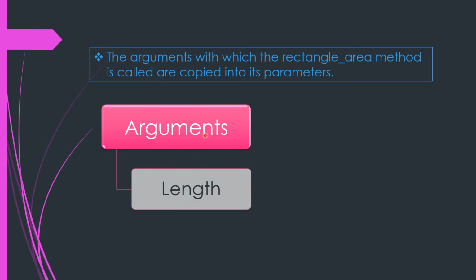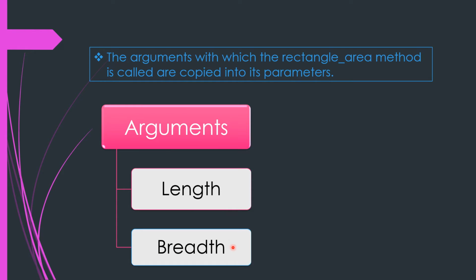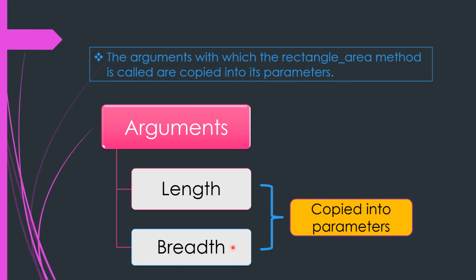Now, the arguments were length and breadth. As you must remember, in our previous video we discussed a term called parameters. What are parameters? Inside a method, they act just like local variables. So the values which we are going to provide for length and breadth will be copied into parameters. In place of length there will be a certain value, and in place of breadth there will be another value. These values will be copied into parameters.